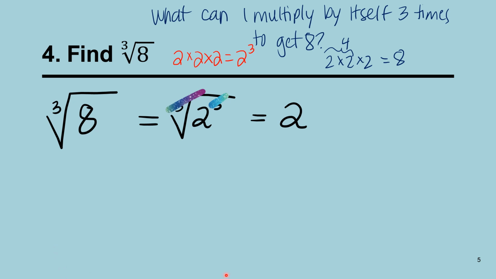So 8 is what we call a perfect cube. Just like we said with perfect squares, a perfect cube is just a number that, when you take the cube root of it, is equal to a whole number.